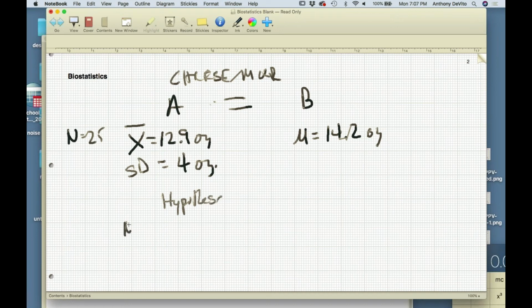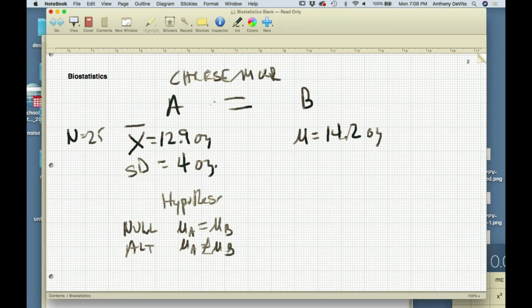What is our null hypothesis here? Right? The mean fat content for cheesemaker A is equal to the mean fat content for cheesemaker B. What's our alternative hypothesis? That they're not equal. Mean A does not equal mean B. Okay, so how am I going to compare the two of these?